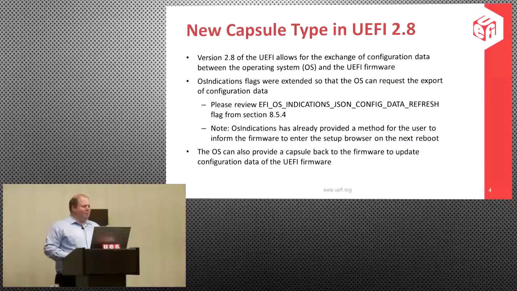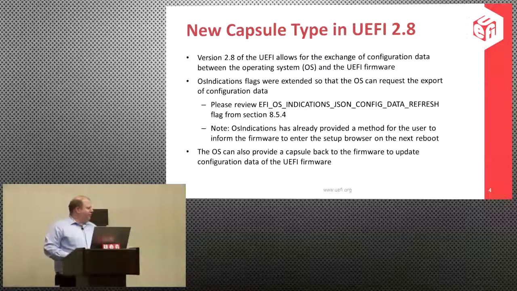UEFI 2.8 added a new capsule type. It allows for the exchange of configuration data between the operating system and the UEFI firmware. The main way they implemented this is that there are two sides. The operating system needs to have information from the firmware, and the firmware needs to get information back from the operating system. It all starts with the EFI OS indications flag. They added a new one called JSON config data refresh.